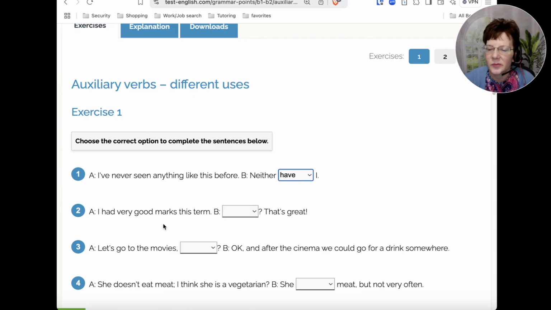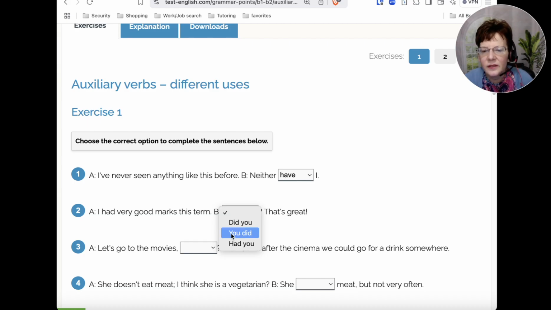All right, number 2. I had very good marks this term. Did you? You did, or had you? That's great. Okay, what matches with what person A said? Which part of the tag? So you can see, we're not using present perfect here. So if you chose the first option, did you, that would be what we choose, the auxiliary verb here, because there's none in here.